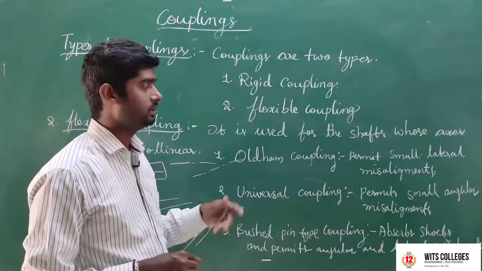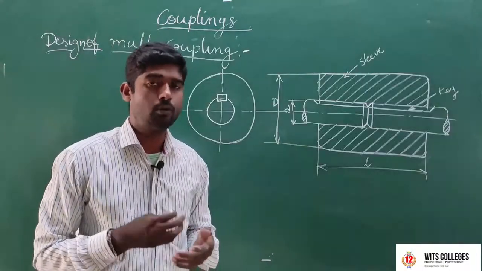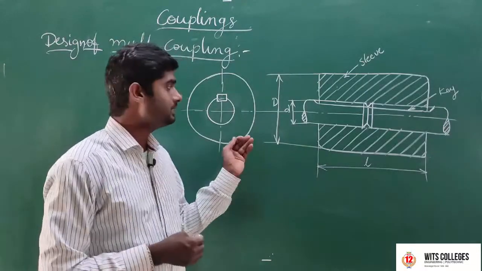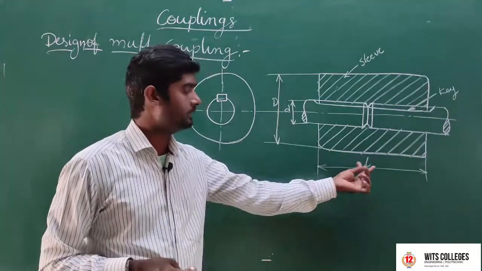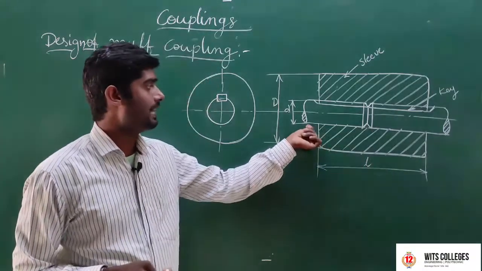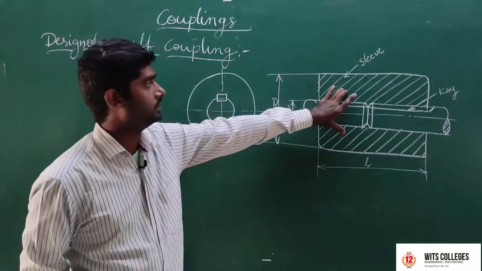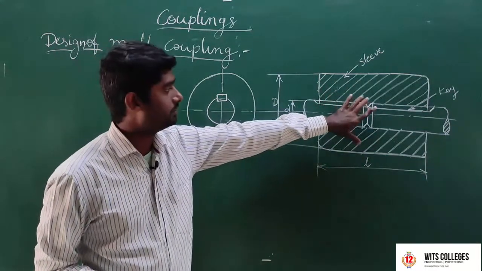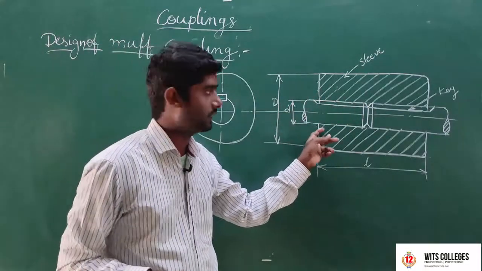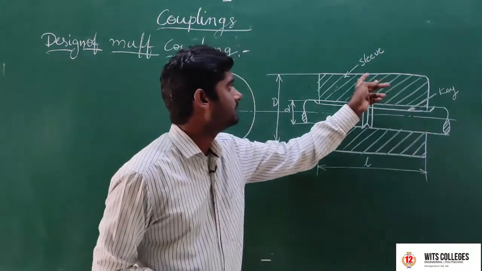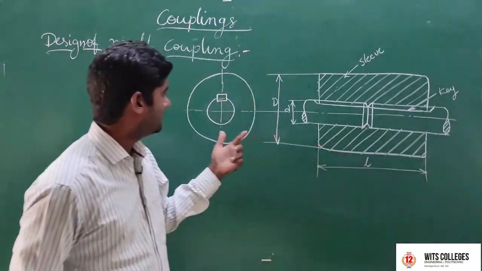Design of couplings: how to design, and what the steps are. Muff coupling, how to design a muff coupling. In the design of a muff coupling, the length of the muff is denoted by L, the diameter of the shaft is denoted by small d, and the diameter of the muff, also called the sleeve, is capital D. This is the key, this is the muff or sleeve, and this is the shaft. This is a muff coupling.